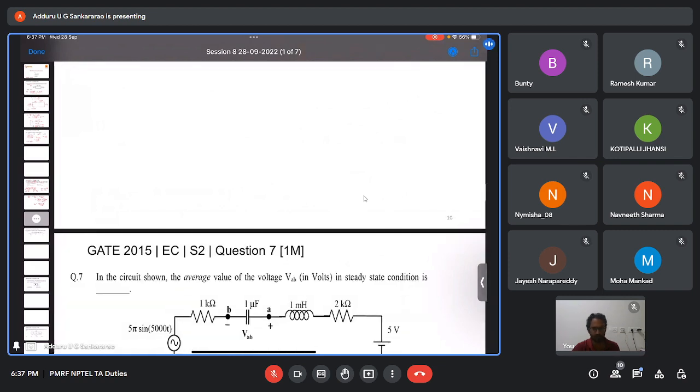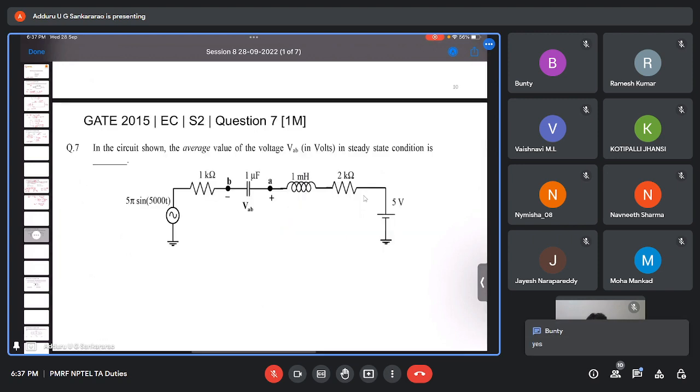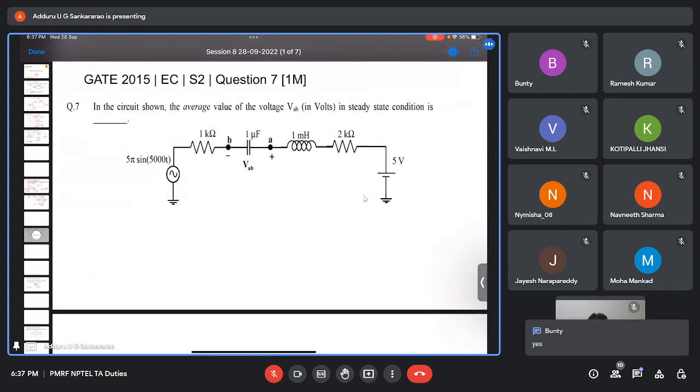Fine. If you don't have any doubts, we can proceed to the next question. Can we proceed? Yeah. So this is another question. This question was given in GATE 2015 ECE set 2 for 1 mark.